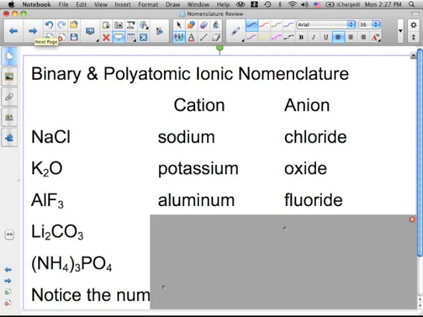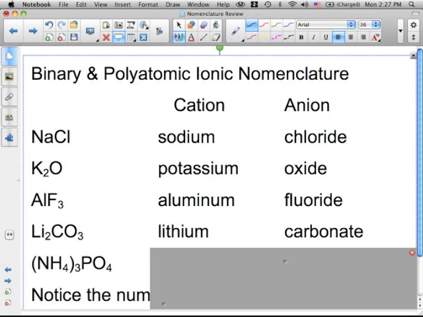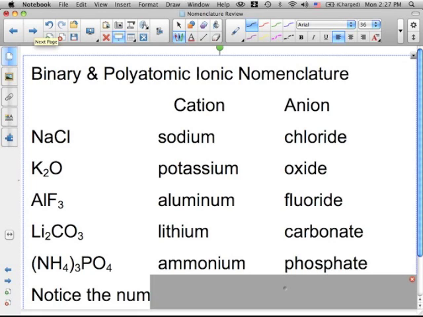For the next one we introduce polyatomic ions. We have Li, which is lithium. CO3 is carbonate. So the name of the cation is lithium. The name of the anion is carbonate. The name of the compound is lithium carbonate. For the last one, NH4 is the polyatomic ion ammonium. PO4 is the polyatomic ion phosphate. So the name of this compound is ammonium phosphate.